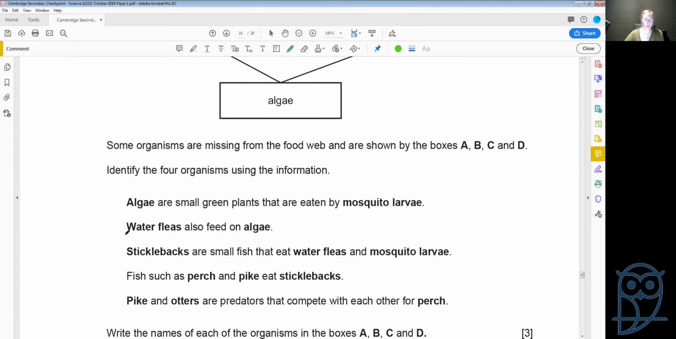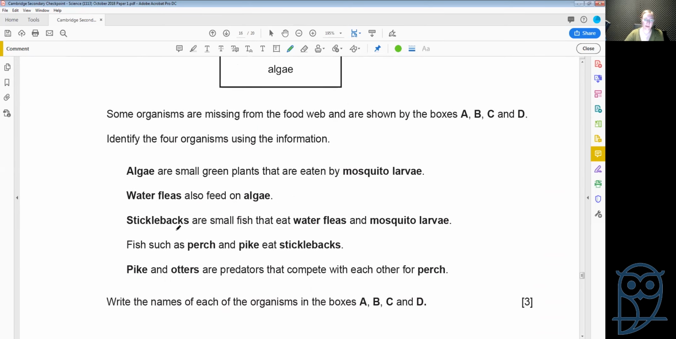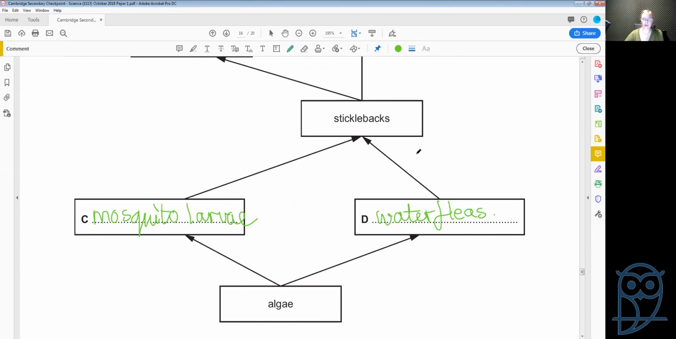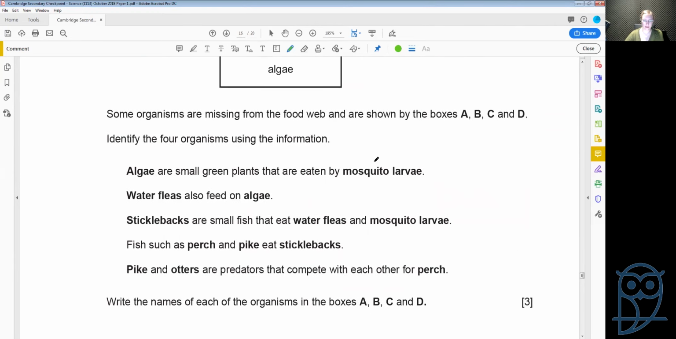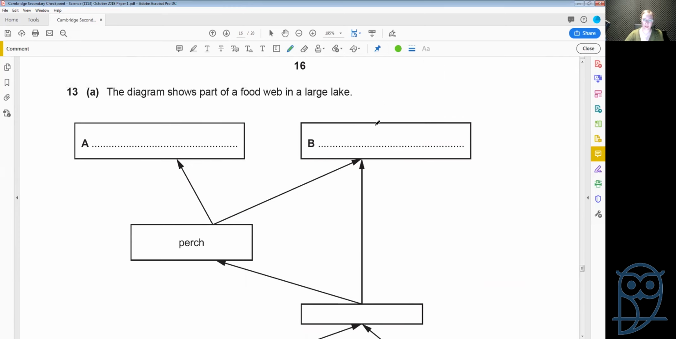Okay, water fleas also feed on algae. So here we've got water fleas. Okay, sticklebacks are small fish that eat water fleas and mosquito larvae. So these two get eaten by sticklebacks. We've got that so far. Fish such as perch and pike eat sticklebacks. So one of these is perch, so the other one over here will have to be pike.